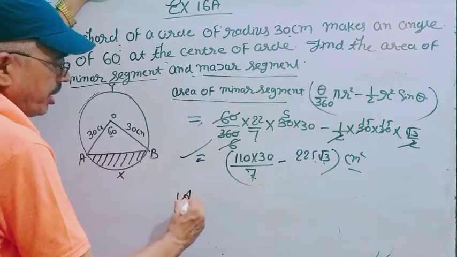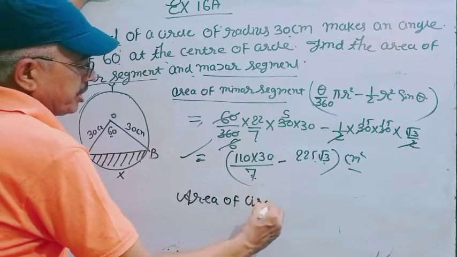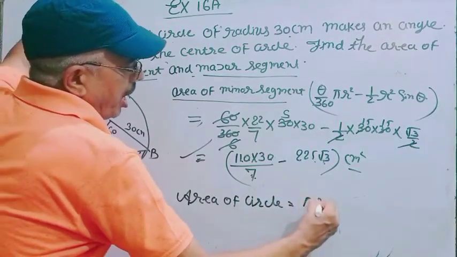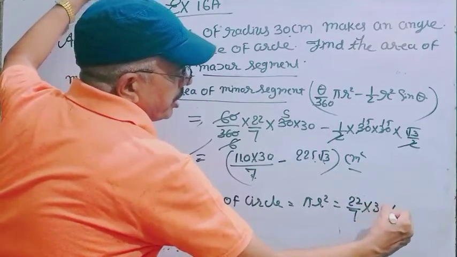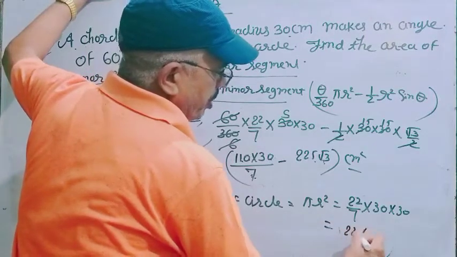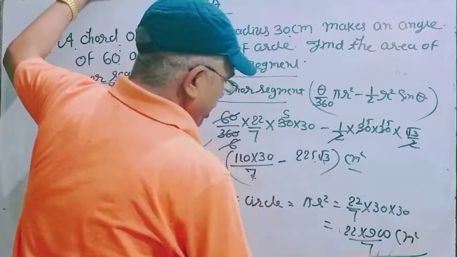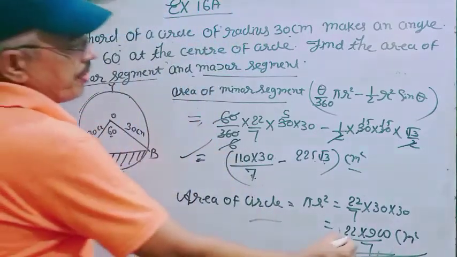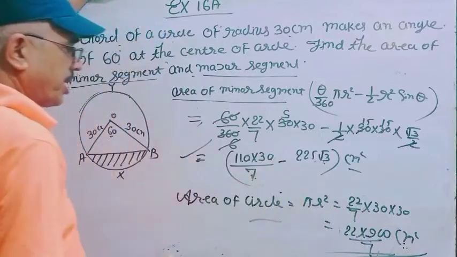So first find the area of the circle. Area of circle is equal to pi r square, then it is 22 by 7 into 30 into 30, that is 22 into 900 by 7 cm square. It is the area of the circle. You multiply and divide, and you get your solution, that is the area of the circle.